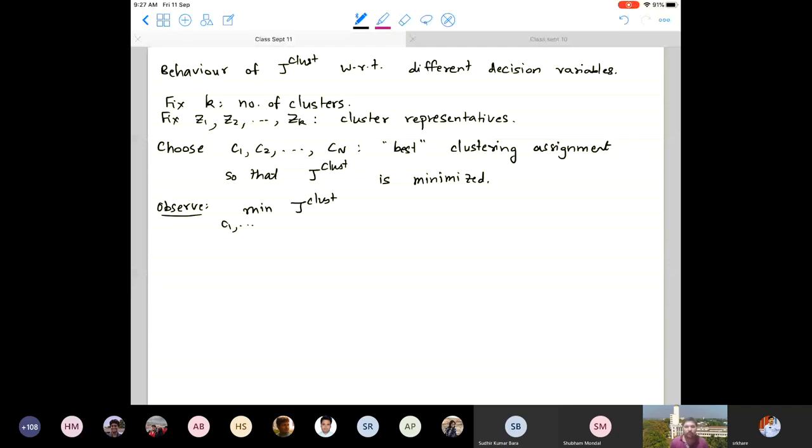So this is the objective now that we have. This is the same as minimizing with respect to C1 up to Cn: x1 minus zc1 squared plus x2 minus zc2 squared plus so on and so forth, x capital N minus zcn.